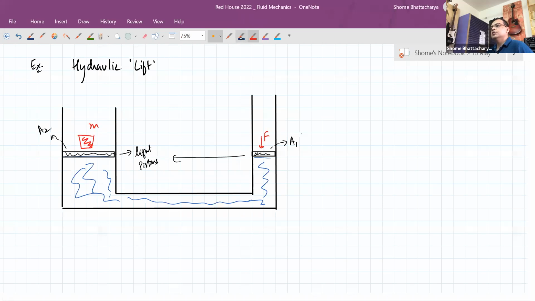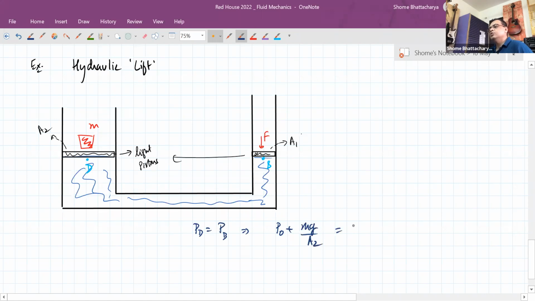Because ultimately, the production of this force over here will increase the pressure at this point. Okay, let's say this point is B and this point is D. So that will create the same change in pressure at the point D. So pressure at the point D should be equal to pressure at the point B. So pressure at the point D will become atmospheric pressure plus the weight of that object divided by the area of cross section there. So this should be equal to, on this side, atmospheric pressure plus whatever force we are applying divided by A1.